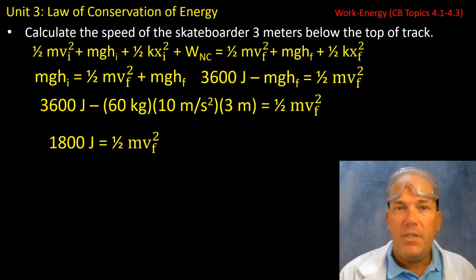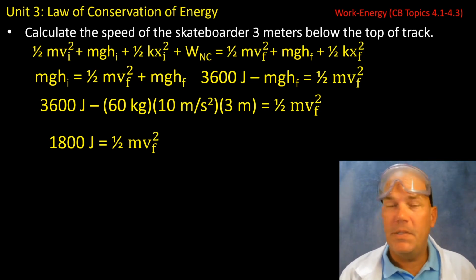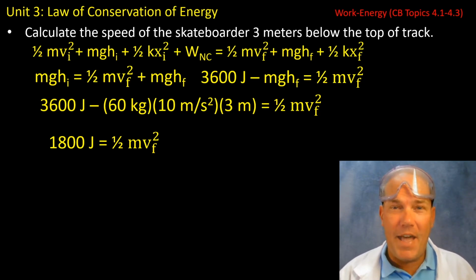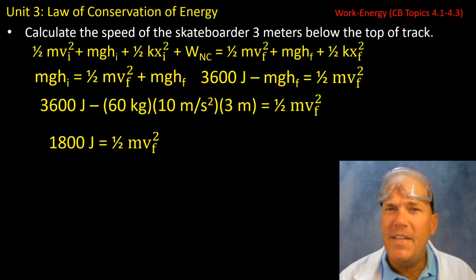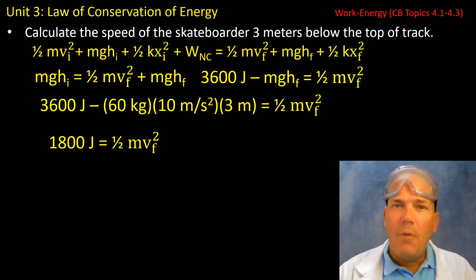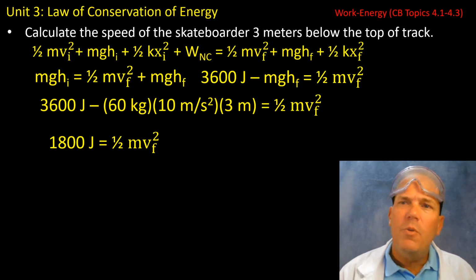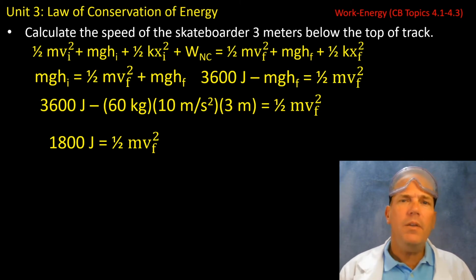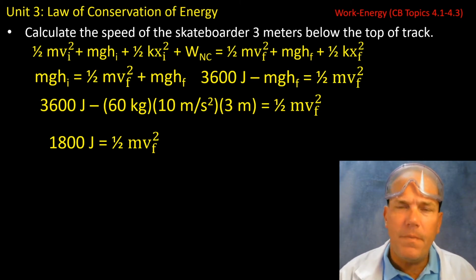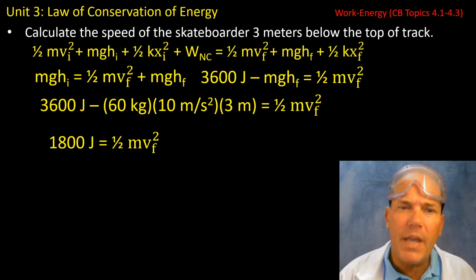Now we make a prediction. Is this going to be greater or less than 11 meters per second? Oh, it's going to be less than, obviously. Because the skateboarder is halfway down the ramp, I wonder if the velocity will be exactly 1/2 of 11 meters per second. I wonder if the velocity will be 5.5 meters per second.